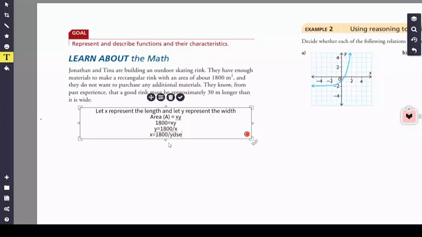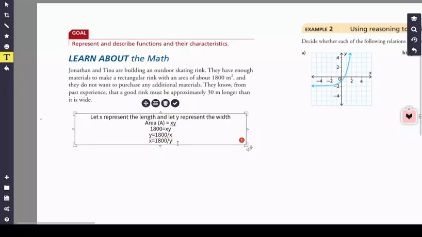So either way, we're now able to do these two functions, and they're interchangeable with each other if we have another equation. So most of the time, from past experience, we know that for this type of case, we will always need another equation, so we could substitute in and do some algebra. So where is our second equation? Well, we read the question. We notice that they know that a good rink must be approximately 30 meters longer than it is wide.